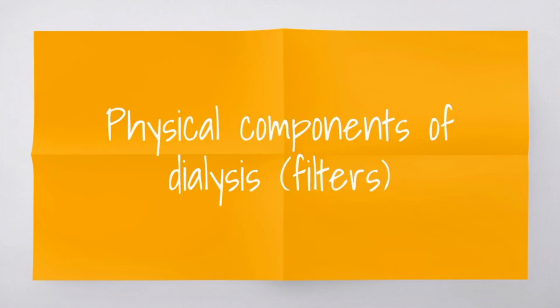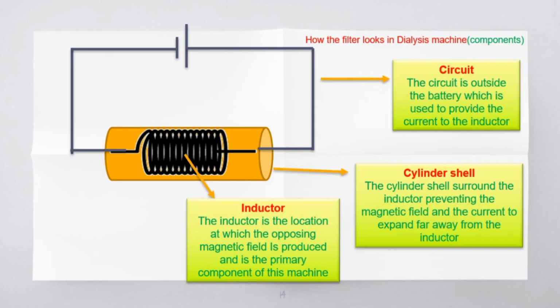Now, let's study together the physical components of dialysis, the components that are related to physics, specifically electromagnetic induction, in order for this machine to work efficiently. How the filter looks in dialysis machine. First, the circuit. The circuit is outside, with the battery, which is used to provide the current to the inductor. The second component is the cylinder shell. The cylinder shell surrounds the inductor, preventing the magnetic field and the current from expanding far away from the inductor. This is for safety. Inductor. The inductor is the location at which the opposing magnetic field is produced and is the primary component of the dialysis machine.